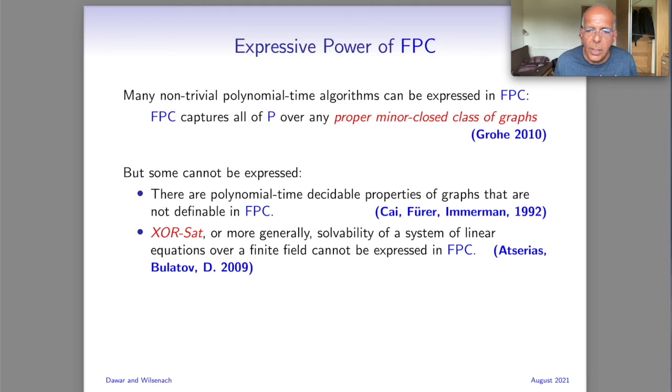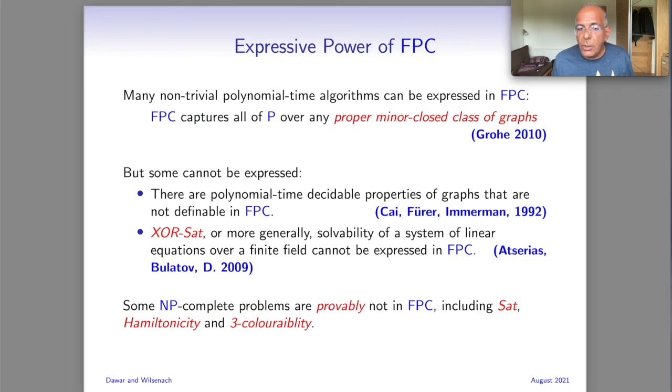You can prove this. So for instance, XOR SAT. This is the problem of satisfiability of Boolean formulas, which are expressed as conjunctions of clauses of literals connected by XOR. This is polynomial time because it reduces to solving a system of linear equations over the two-element field. And more generally, solving a system of equations over any finite field turns out cannot be expressed in FPC.